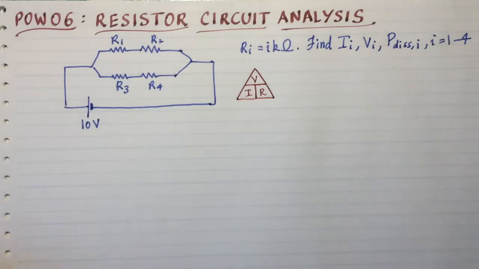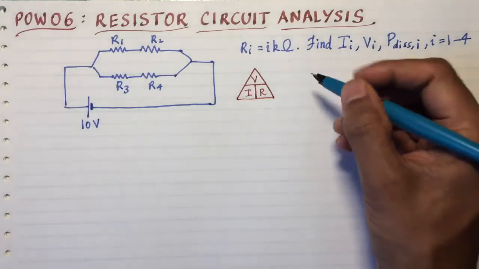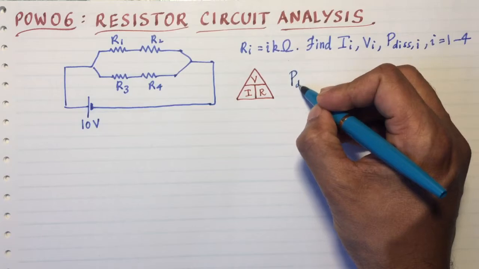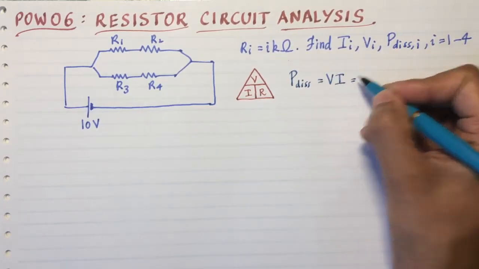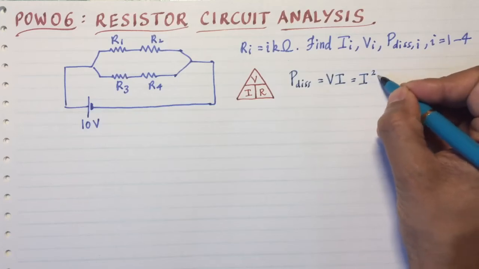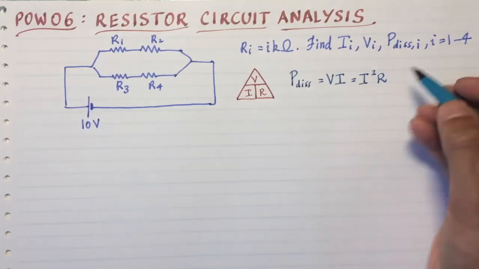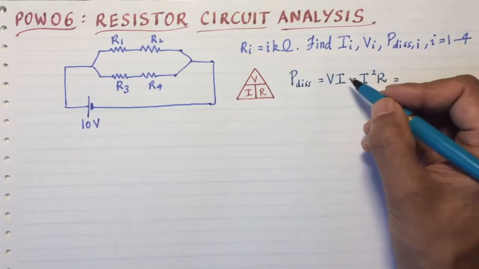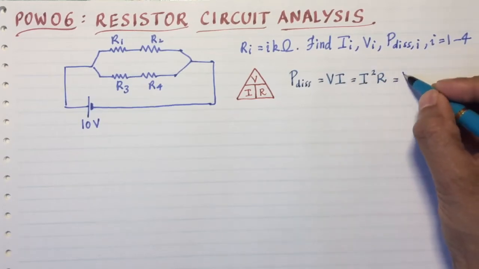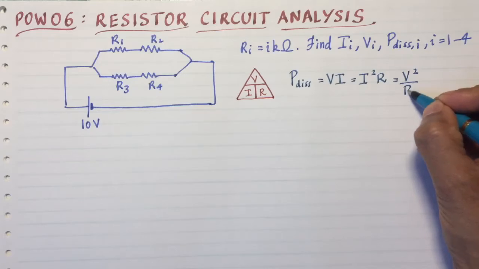Now the power dissipated in a circuit is given by the formula P dis equals voltage times current, or I squared R if you want to get rid of the voltage using Ohm's law, or if you want to get rid of the current, you can write it as V squared upon R.